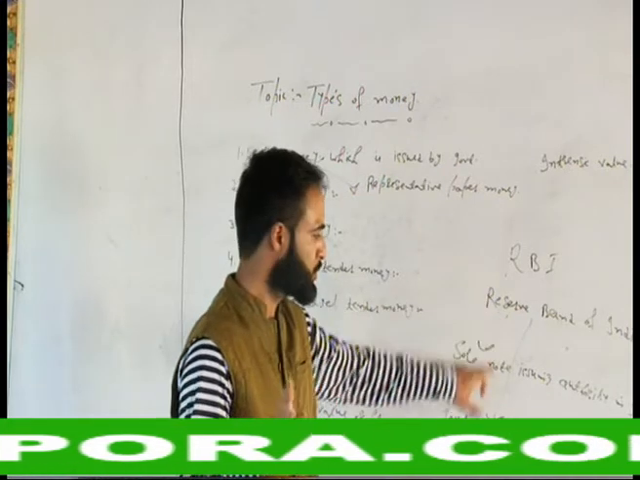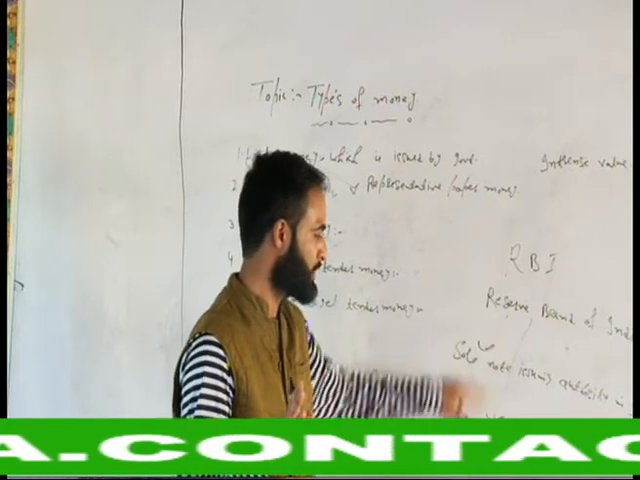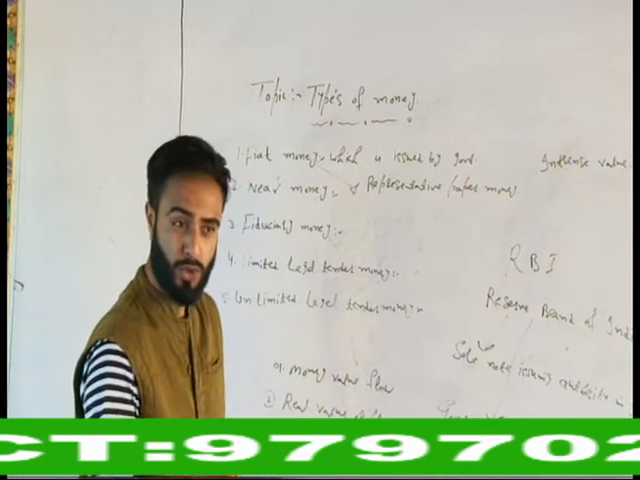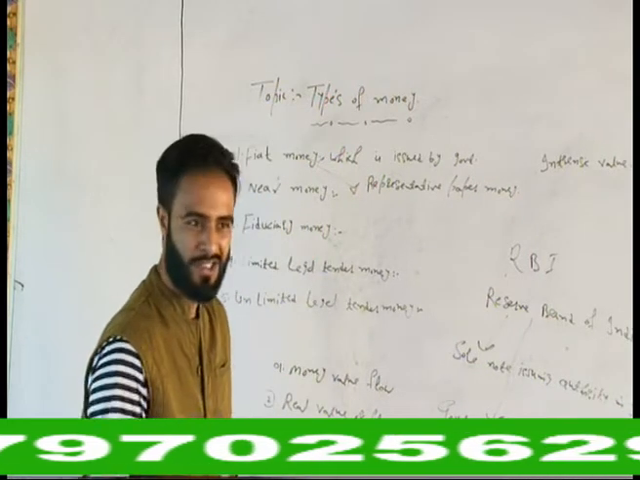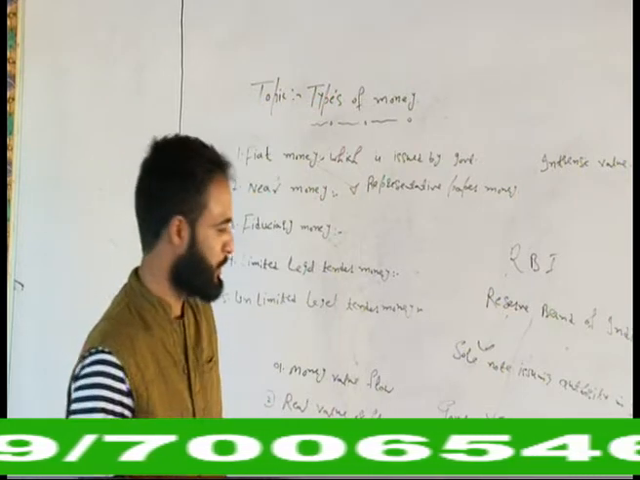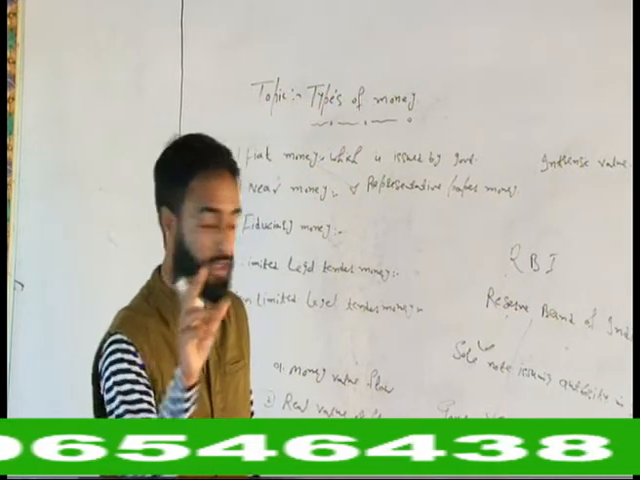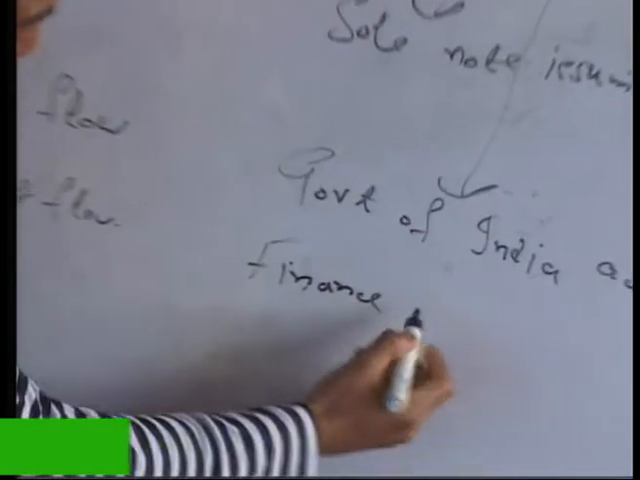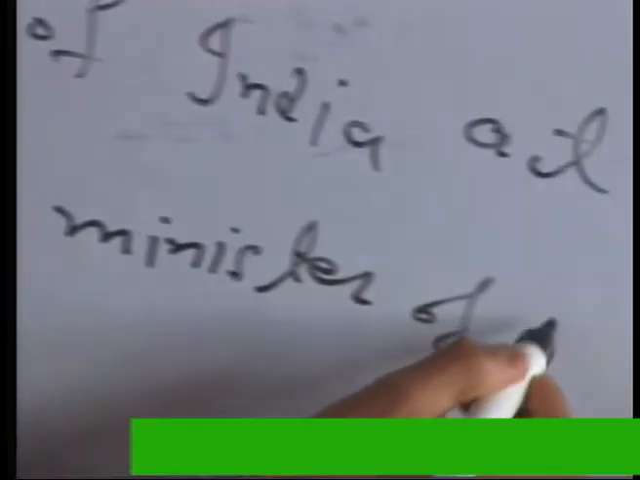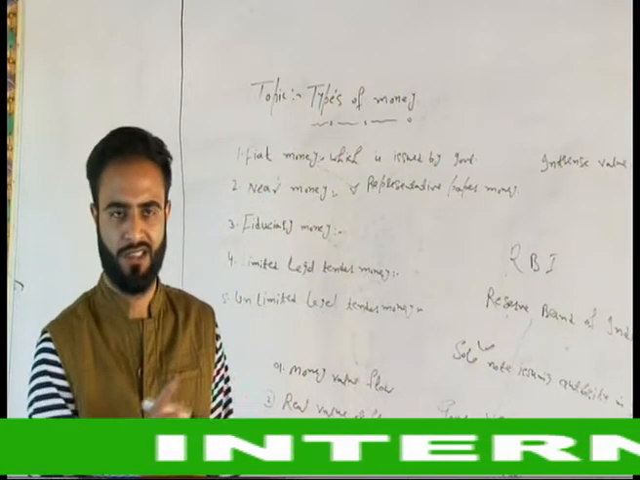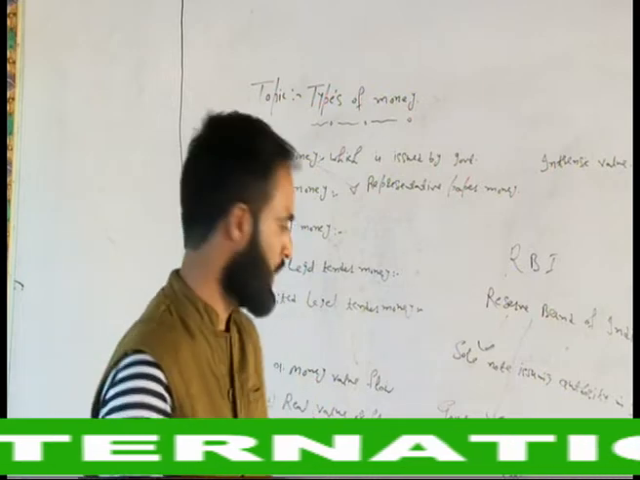So the note issuing authority in India is RBI. But RBI issues only paper notes. Which authority issues the coins, either 1 rupee coins, 2 rupees coins, 5 rupees coins, or 10 rupees coins? The Finance Minister of India. Remember this: Finance Minister. Nowadays Nirmala Sitharaman is the present Finance Minister of India.